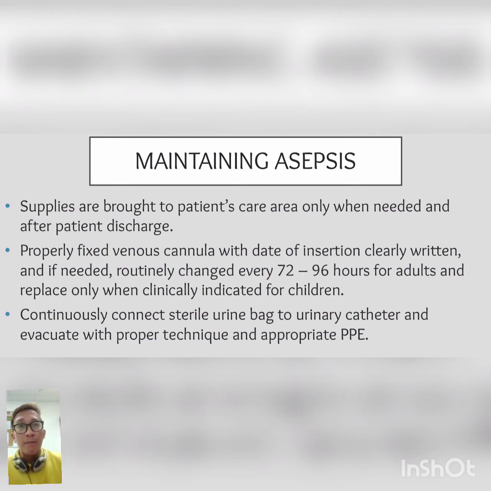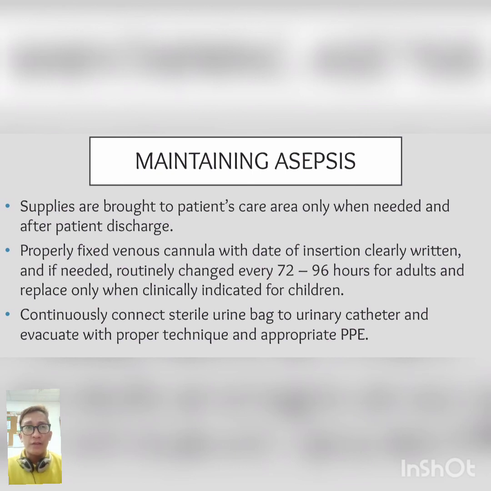Okay, then properly fix a venous cannula with the date of insertion clearly written, and if needed, routinely change it every 3 to 4 days for adults, and replace only when clinically indicated for children. Continuously connect a sterile urine bag to the urinary catheter and evacuate with proper technique and appropriate PPE.